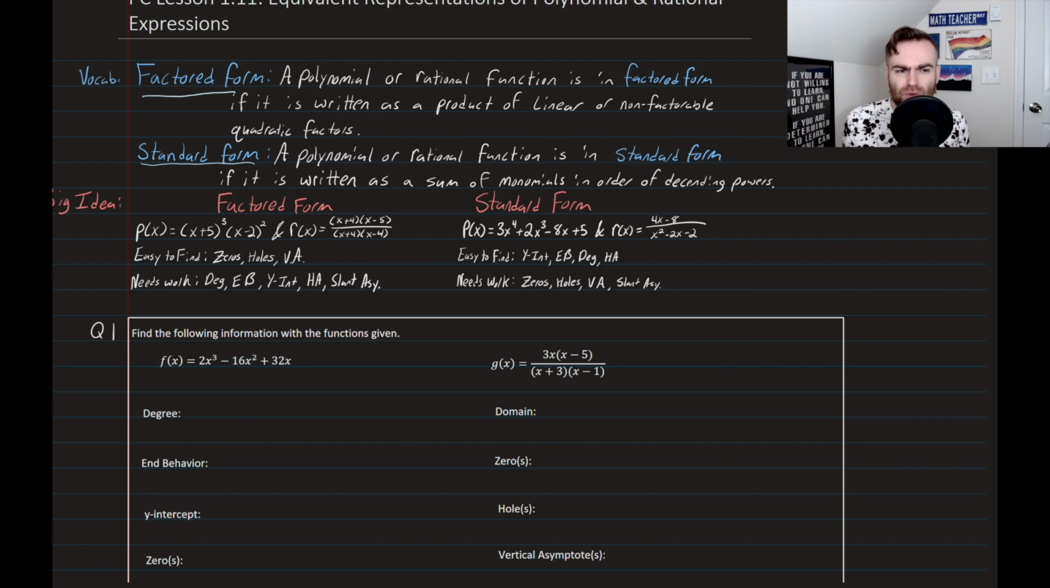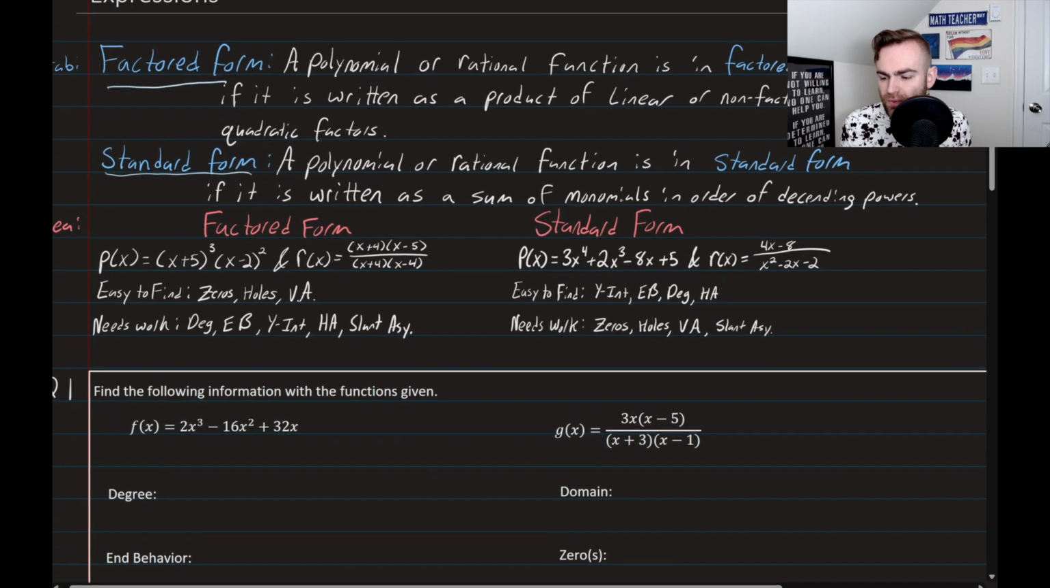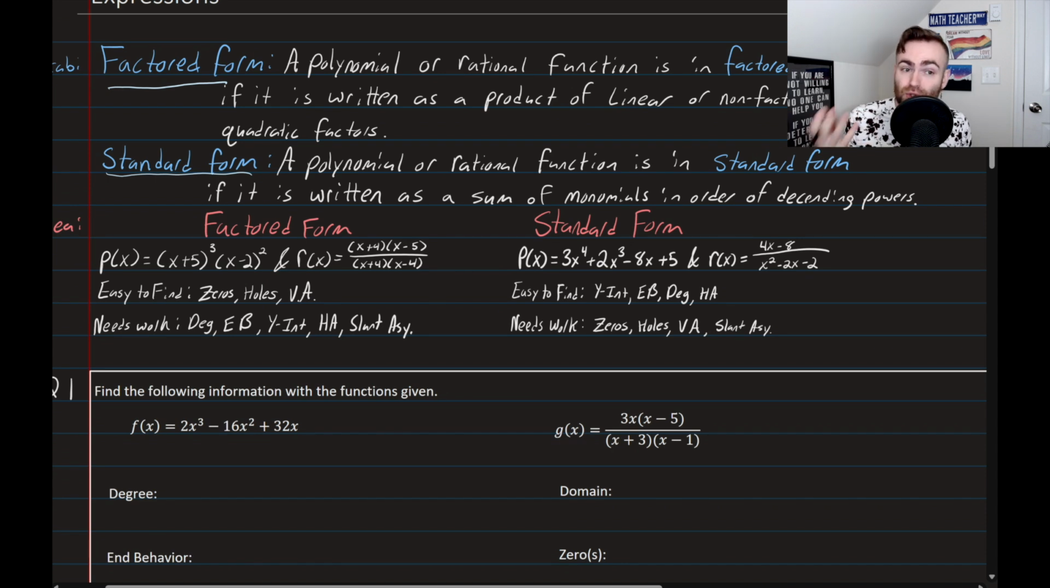Why do we use these two major forms? Like, what's the benefit of one over the other? That really comes into play with what you're trying to find. In factored form, it's really easy to find zeros, holes, and vertical asymptotes for these functions, but you have to work a little bit in order to find the degree, the end behavior, the y-intercept, horizontal asymptotes, and slant asymptotes. So all of those take a little bit of work.